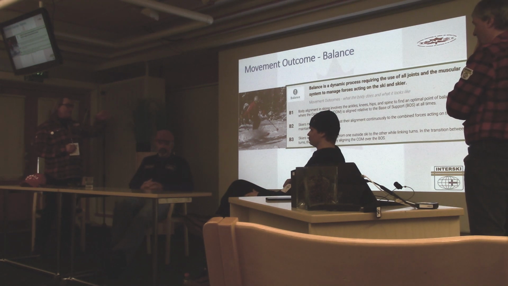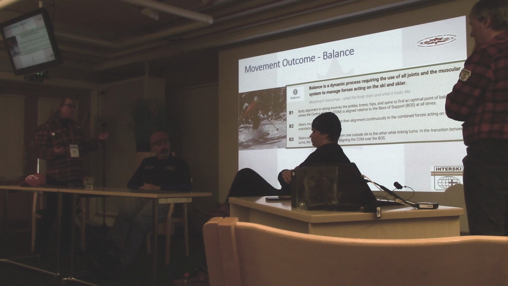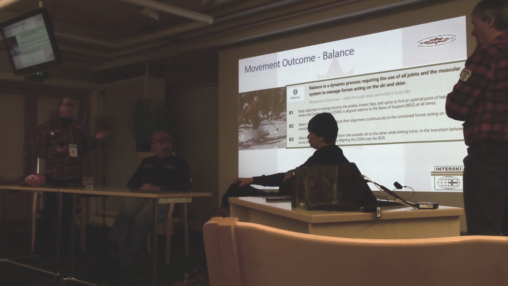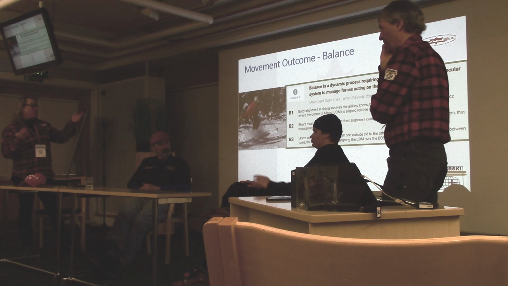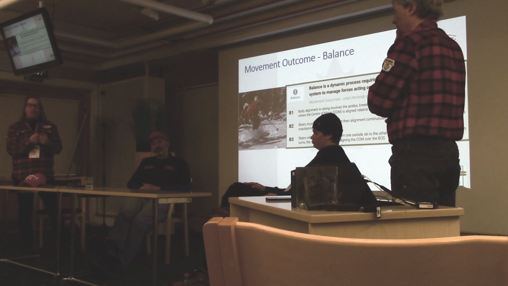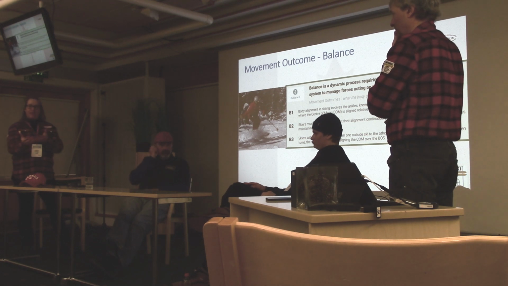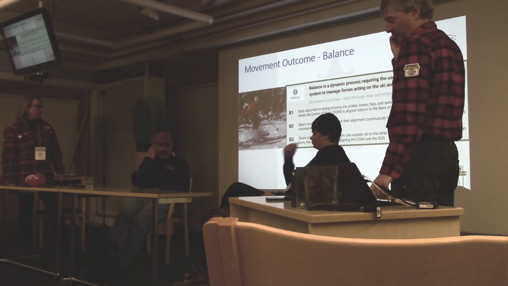So that was the alignment, and then the third: skiers move their balance from one ski to the other while linking turns. In the transition between turns, the skis are flattened, aligning the center of mass over the base of support. So those are the outcomes. Those are what we are looking for, what we are basically trying to get the student to do.